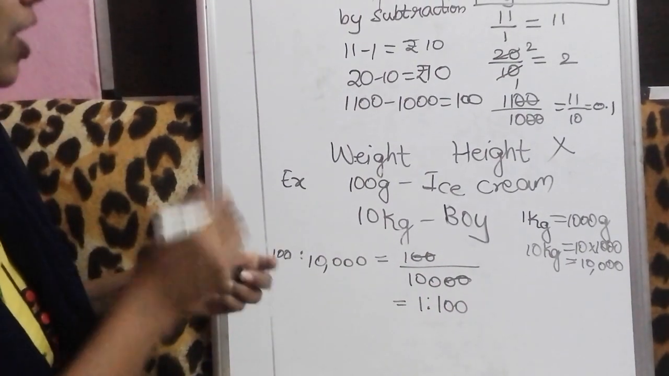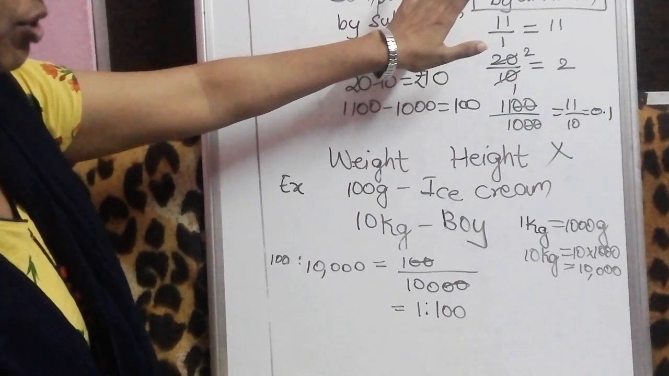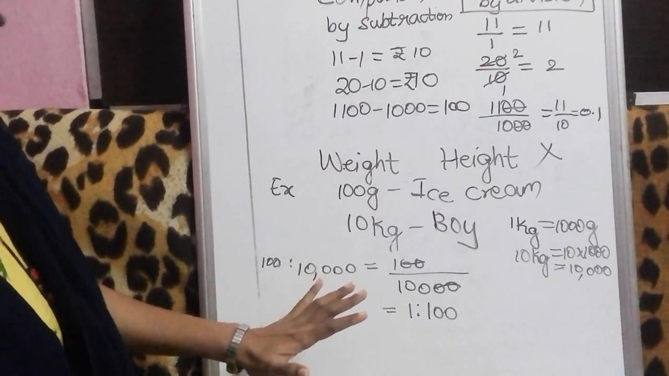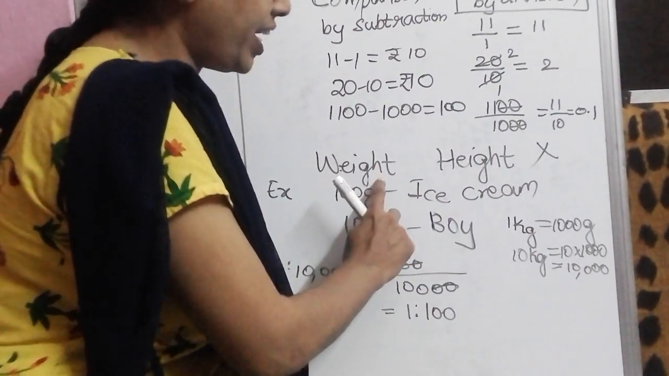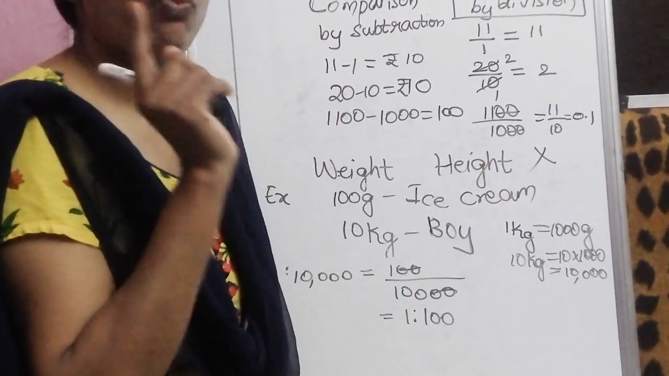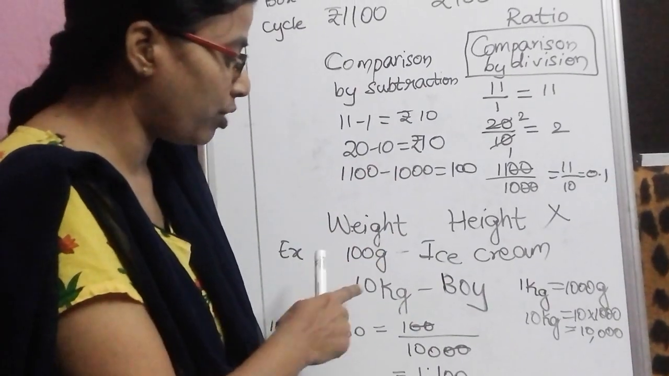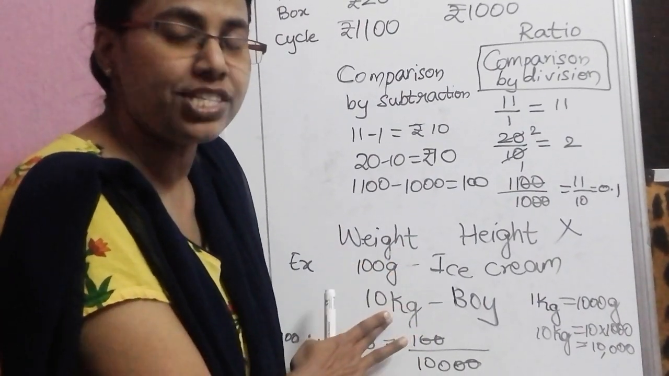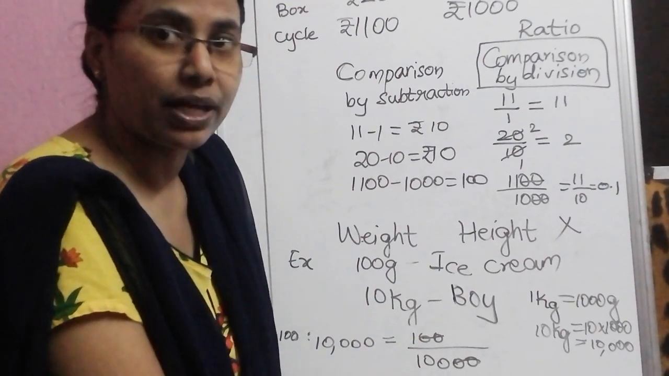Understood how to do it? When you are finding the ratio, the thing you have to remember is you need to compare quantities of the same kind. Height and weight you cannot compare. What you can compare is two weights. Even with two weights, the units should be the same when you want to compare. So this is the way you can compare.